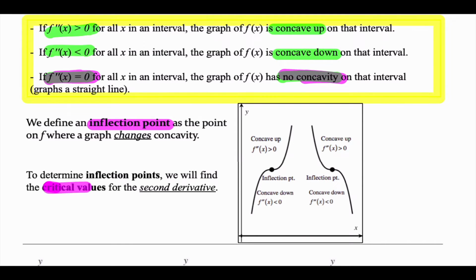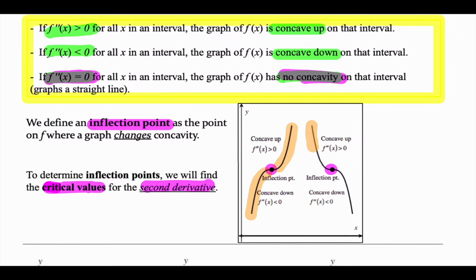That's just the critical values of the second derivative. What does it look like? It looks like that. Those two dots right here are inflection points, right? Before the dot, it's concave down. After the dot, it turned to concave up. At the dot, it's not concave up or concave down. It's kind of stuck in between.